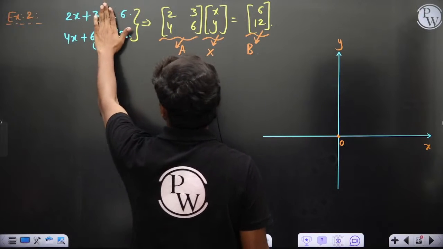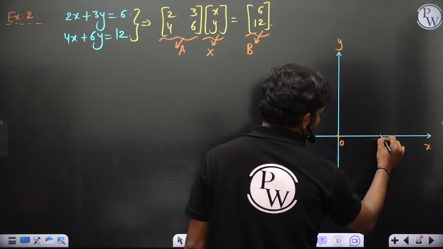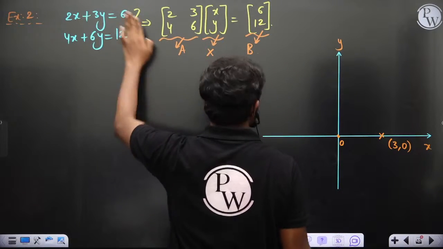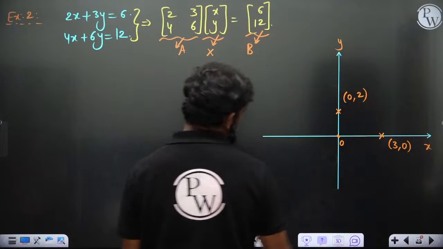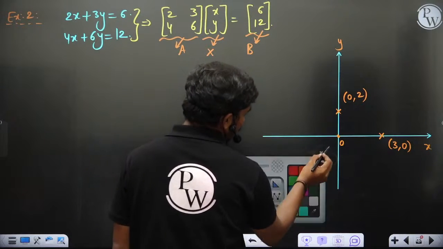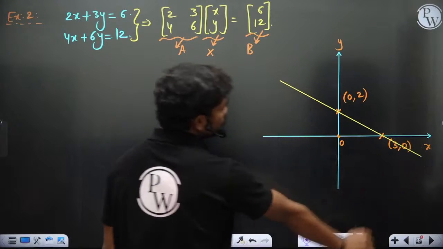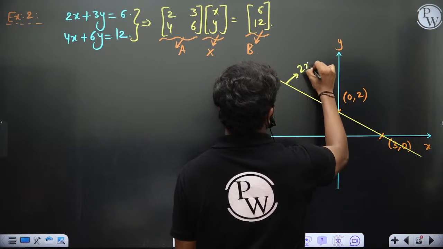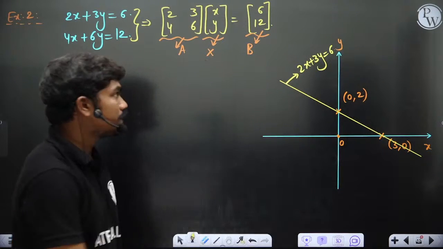If you for example put y equal to 0, x equal to 3, so this is x equal to 3, somewhere here, and if you put x equal to 0, y equal to 2, so let's say this is somewhere here, 0 comma 2, of course. Then if you connect them with a straight line approximately like this, then this is the equation of 2x plus 3y equal to 6.